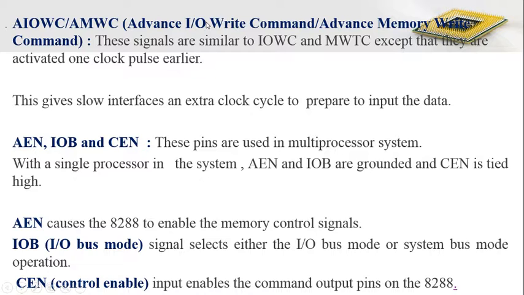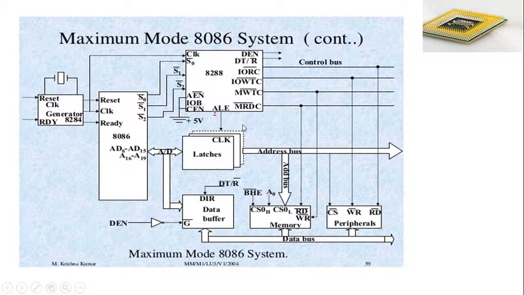So all these are about the maximum mode configuration, and the main difference of this configuration with respect to the minimum mode operation is that here we have one more circuit, the 8288 bus controller. This controller circuit generates various control signals in order to control the IO activities and memory activities, and also generates certain control signals to control the latches, like the ALE control signal, and also generates the DEN and DT/R bar signals in order to control the data buffer or transceiver unit.